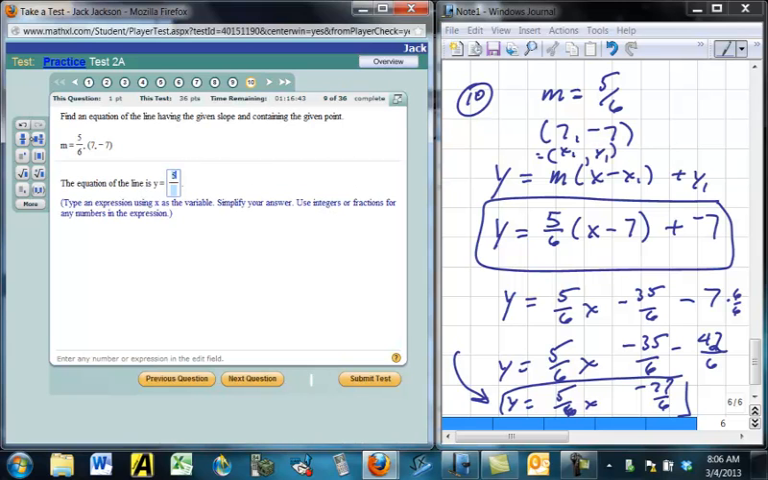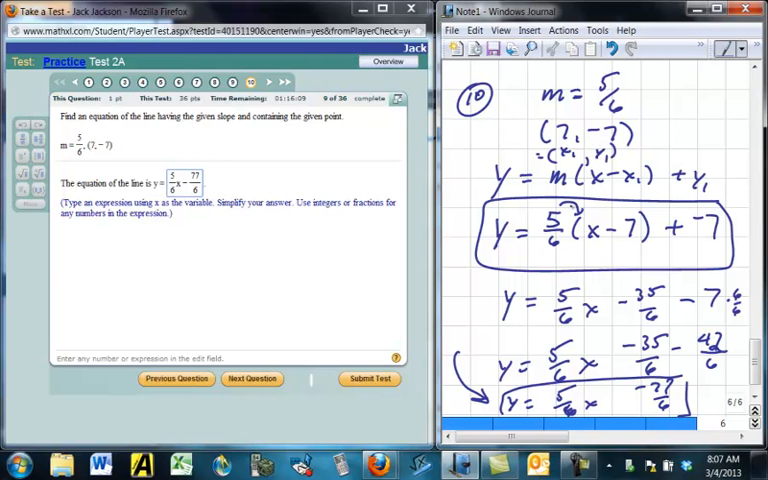So 5/6 x minus 77/6. Okay, let me go here and double check all my arithmetic. So I've got y equals the slope 5/6, times x minus the x coordinate, plus the y coordinate of the point that we know. So this is the point slope form. They probably want it, because they say simplify your answer, I'm assuming they want that in slope y-intercept form. That's usually considered the simplified form.